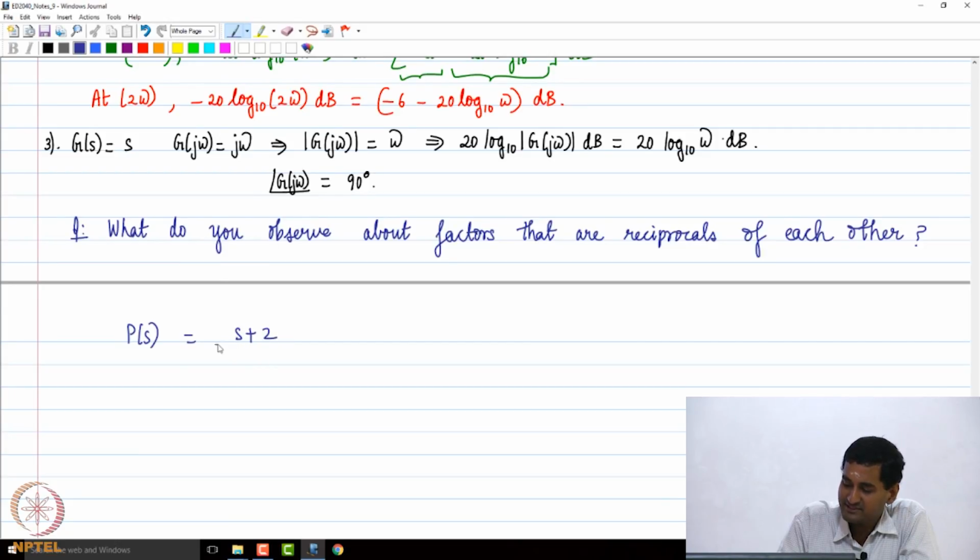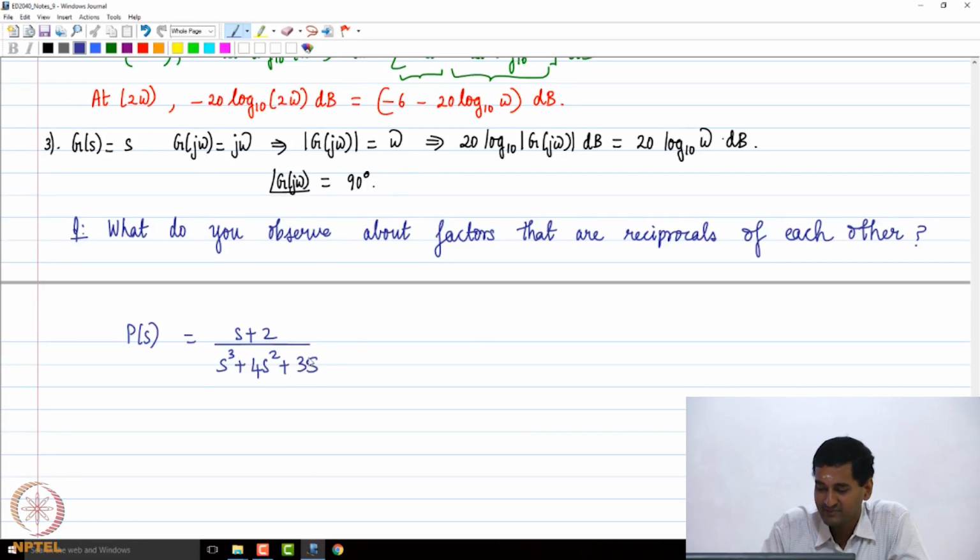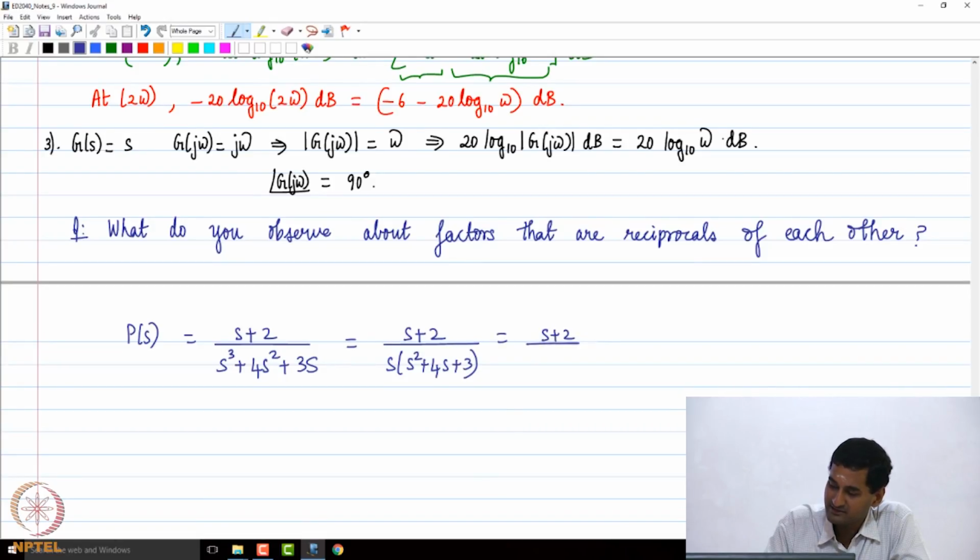Let's say we consider some arbitrary function, s plus 2 over s cubed plus 4s squared plus 3s. Okay, something like this. If I have a transfer function like this, I can rewrite this as s plus 2 over s times s squared plus 4s plus 3. And what is s squared plus 4s plus 3? It is going to be s plus 1 times s plus 3, correct?